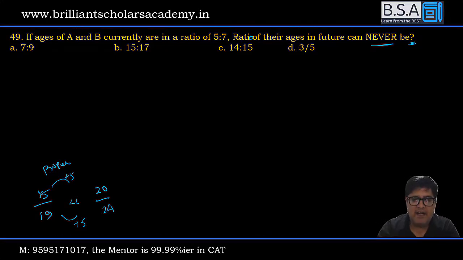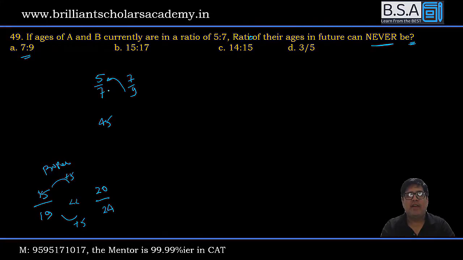So you will need access to a calculator, or you need to be good with multiplication. Let me try with multiplication. Can this be the answer? It was 5/7 earlier. If it is 7/9, is it actually increasing? Cross multiply 45, cross multiply 49. Yes, so this could be the answer. It could never be, but this is possible. I'm looking for not possible.